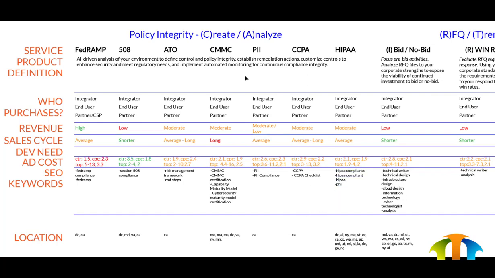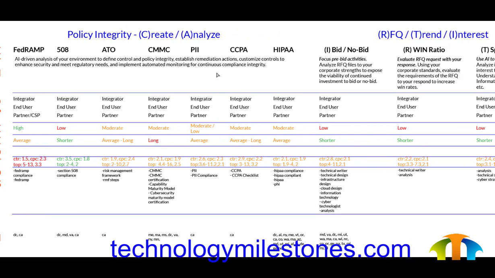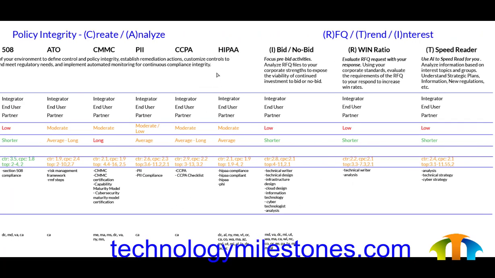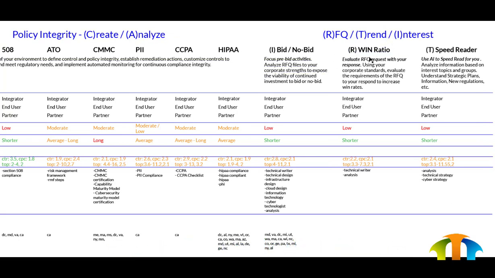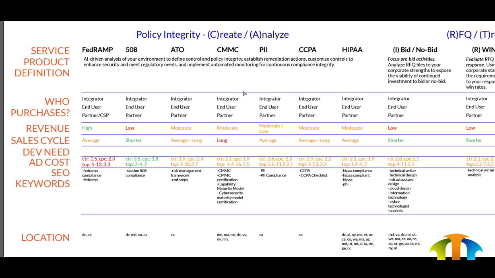So here this highlights two primary services that I offer, which is policy integrity: the creation, the analysis, creating ATOs, writing the controls, setting up continuous monitoring to manage all of that stuff is one business section. The other is a kind of an AI that does rapid reading. So you can see here no bid win and a speed reader. Both of those are the primary sources of revenue for me. And then I break it down into these categories here.